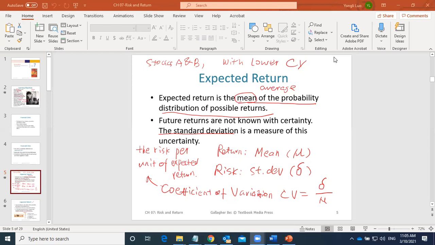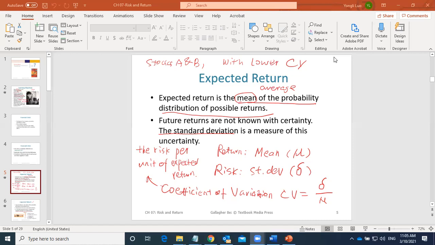If you take a statistics class, the expected return is the mean. When you take that statistics class, you will see the mean, which is mu, is your return. Remember, we retrieved the data last time from the real world. So in Excel, you have the average function, and you will get the mean immediately for the data return.